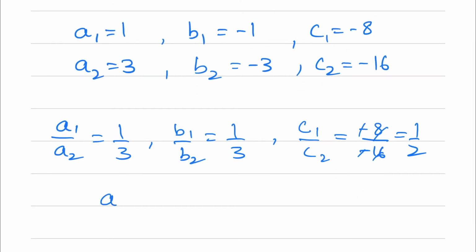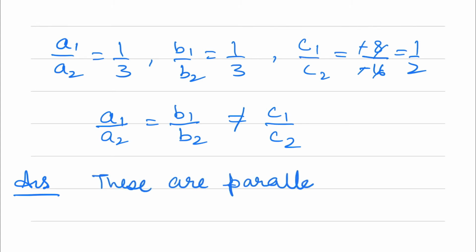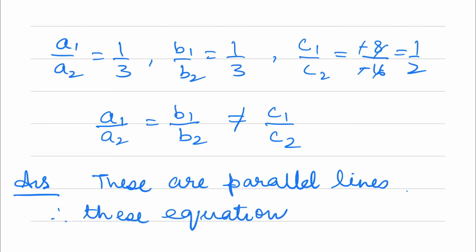So I can say here that a1 by a2 is equal to b1 by b2, and it is not equal to c1 by c2. So when these ratios are like this, then I can say that these are parallel lines, right? So these equations are inconsistent, right? So we can't solve it because there will be no solution for parallel lines.